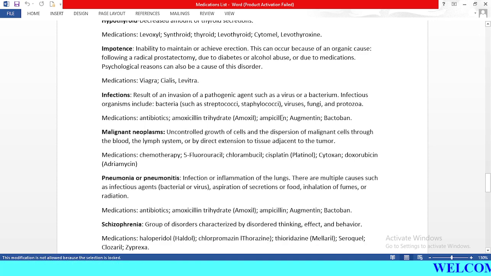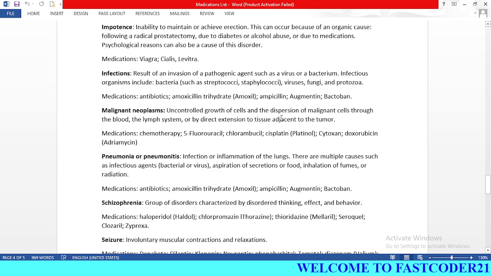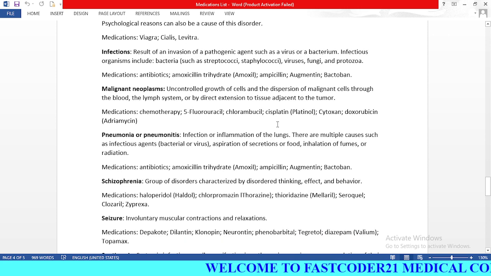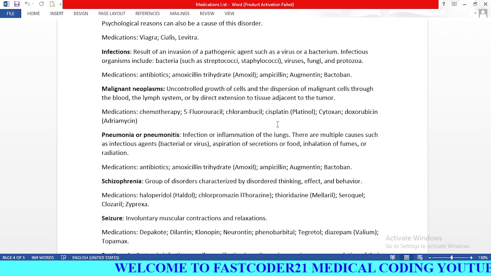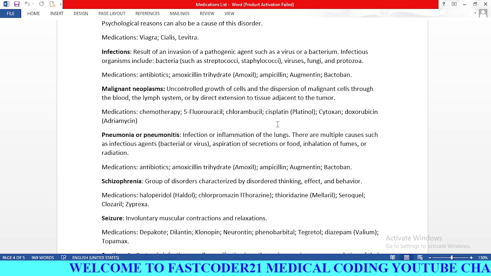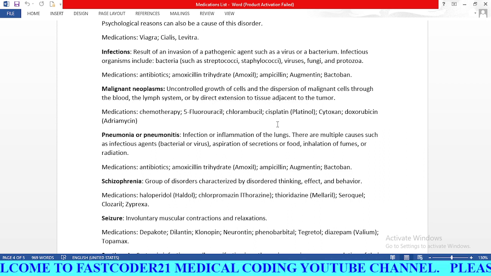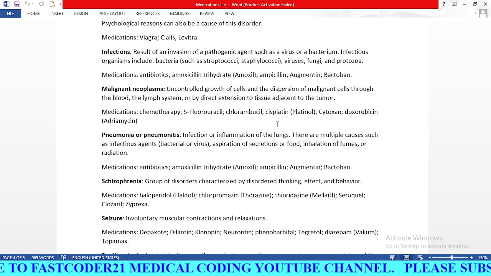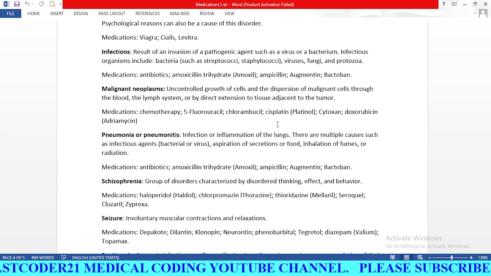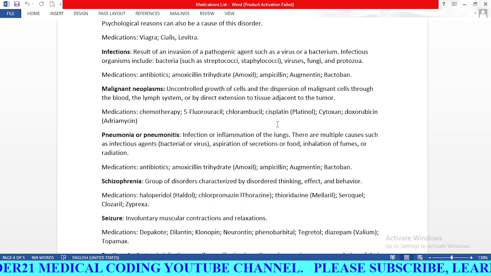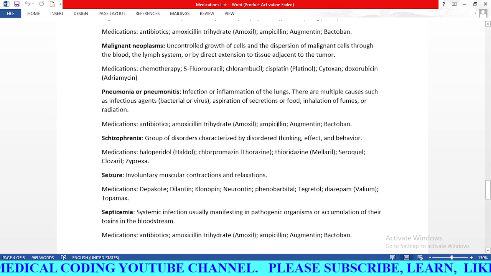Next one is impotency. Impotency means inability to maintain or achieve erection. Common medications are Viagra, Cialis and Levitra. Next one, infections. Infection is a result of an invasion of a pathogenic agent such as a virus or bacterium into the body. Common medications: usually antibiotics and amoxicillin trihydrate. Usually we'll call it amoxicillin or Amoxil.